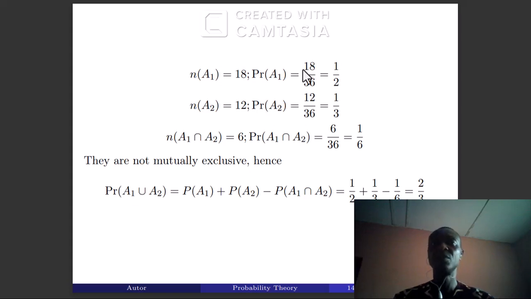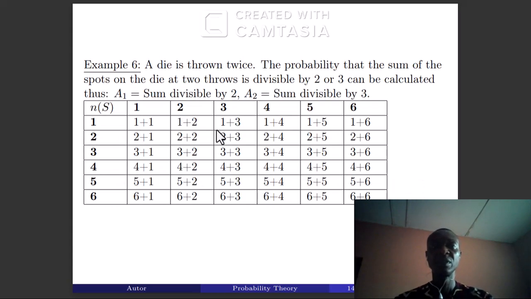So the probability, our interest is divisible by 2. How many are they? 18. Total possible outcome 36. That gives us 1 over 2. And divisible by 3, how many are they? 12. Total possible outcome 36. We have 12 over 36, which gives us 1 over 3. So we're now looking for the probability that the sum of spots on the die at 2 throws is divisible by 2 or 3.